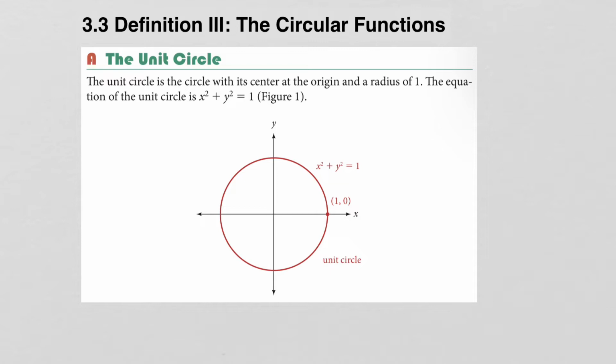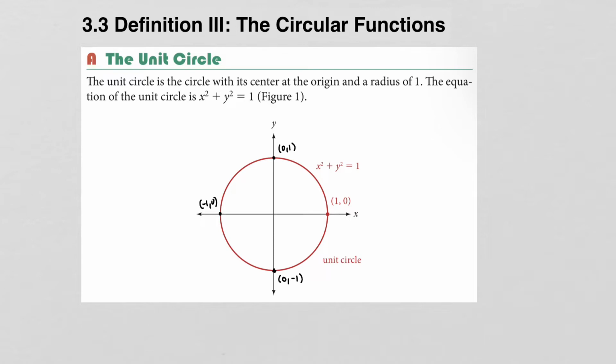So the unit circle is a circle where the center is at the origin and the radius is equal to 1 unit. The equation of the unit circle is x squared plus y squared is equal to 1. And you can see that it consists of all of these points right here. And the four most important points on the unit circle are the points (1, 0), (0, 1), (-1, 0), and (0, -1).